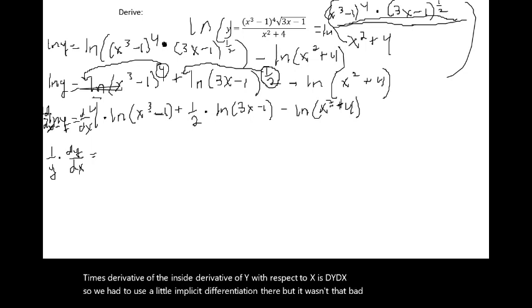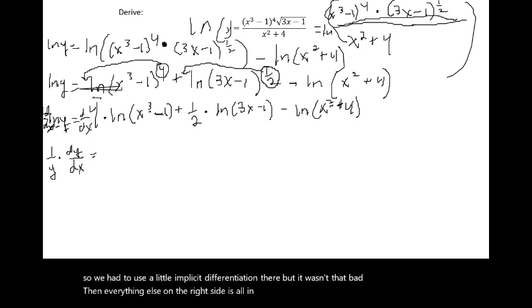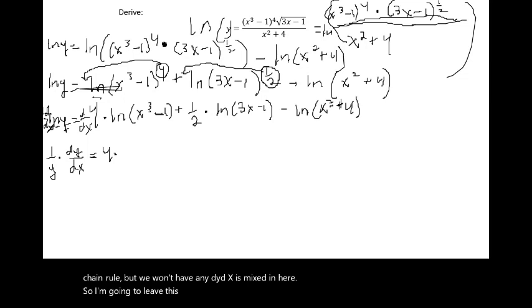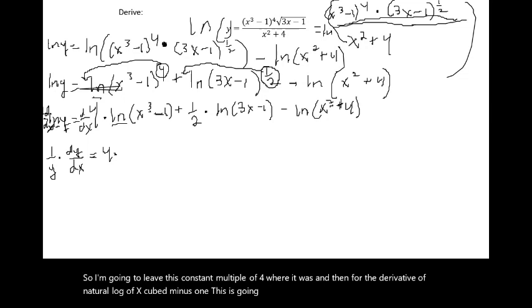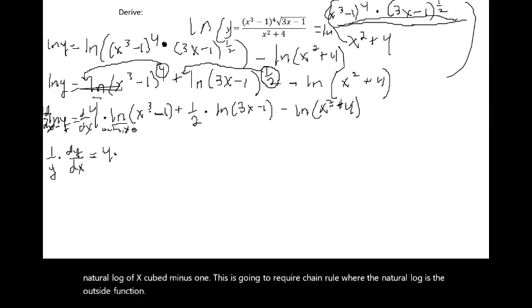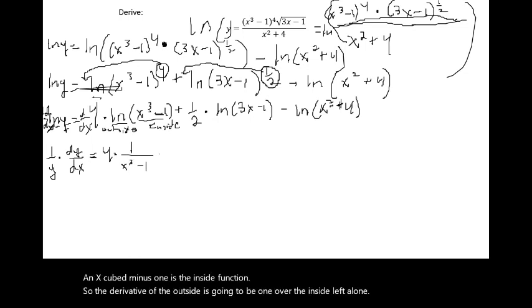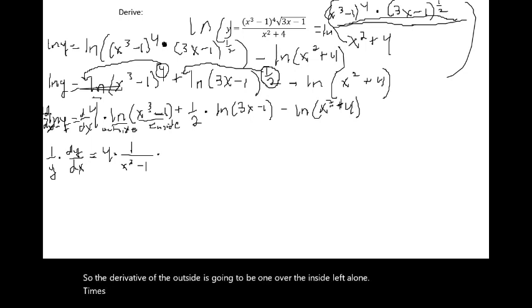Then everything else on the right side is all in terms of x, so we are going to have to use some chain rule, but we won't have any dy/dx's mixed in here. So I'm going to leave this constant multiple of 4 where it was. And then for the derivative of natural log of x cubed minus 1, this is going to require chain rule, where the natural log is the outside function, and x cubed minus 1 is the inside function. So the derivative of the outside is going to be 1 over the inside left alone, times the derivative of the inside, the derivative of x cubed minus 1, which is 3x squared.